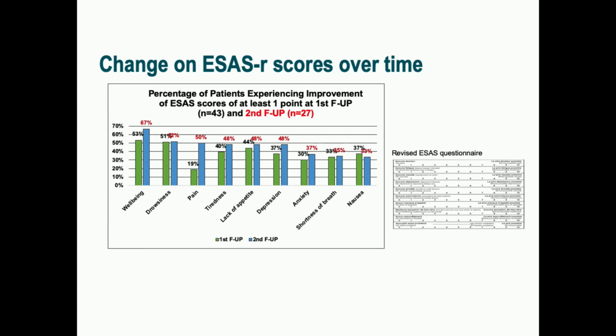One thing I would like you to notice here is which category most improved over time. Well-being. That means the way cannabis works most of the time is by improving the feeling of well-being, the quality of life, how patients cope with the symptoms. There was certainly some improvement in the other symptoms too, but well-being and drowsiness were the most important ones.